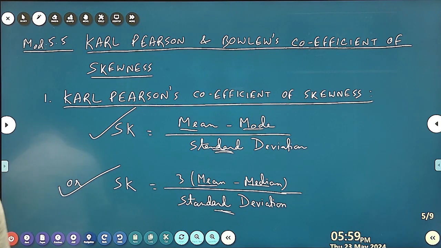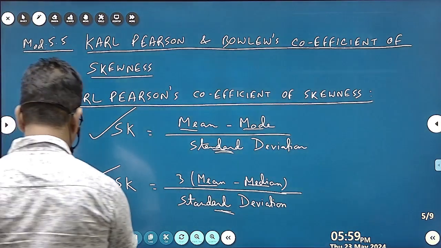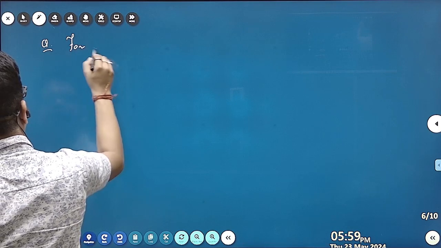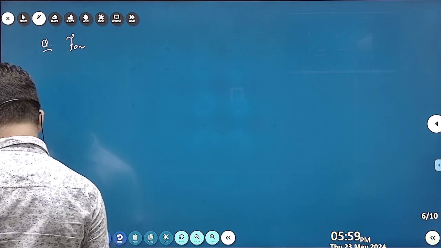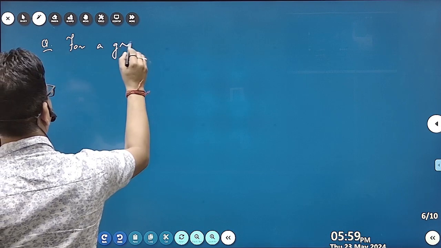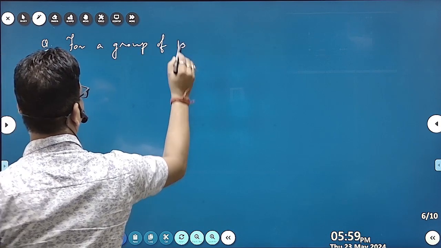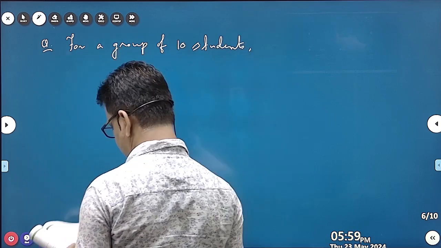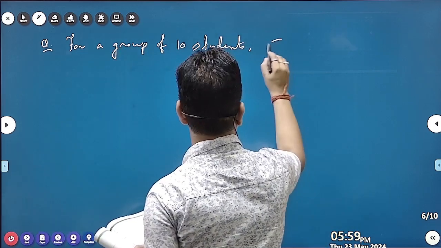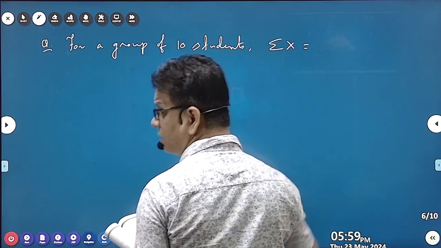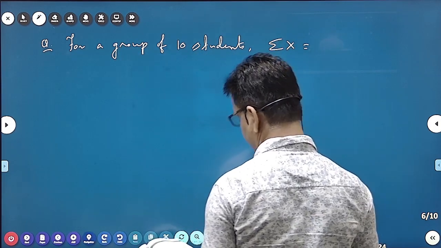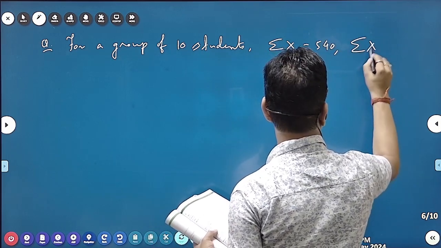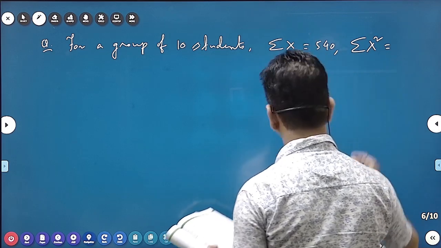Okay. For a group of, it's almost similar to the textbook. So write one example. This is the last question for today. For a group of 10 students, suppose summation of x. You know this summation of x means sum of all the data. It is suppose 540. Summation of x square is suppose 48600.